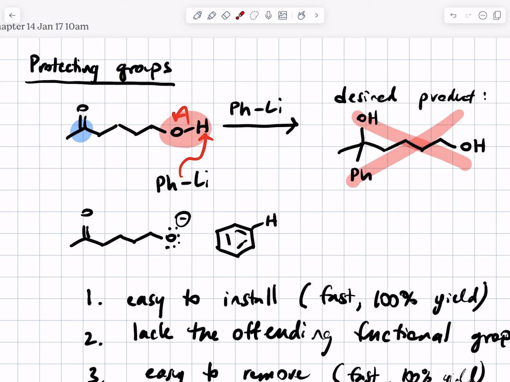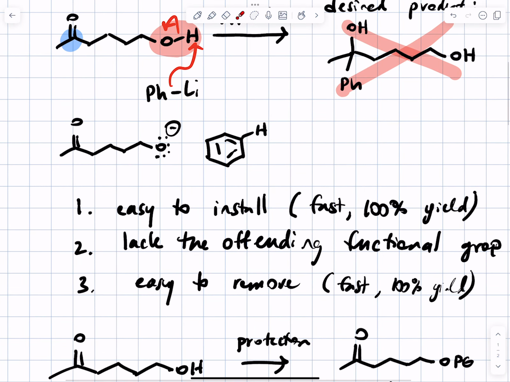So the idea is we're going to do something to the problematic functional group, in this case an alcohol, that's going to get rid of the problematic acidic proton. But our strategy has to be easy to install. We're going to use a protecting group. It's going to be easy to install and easy to remove.